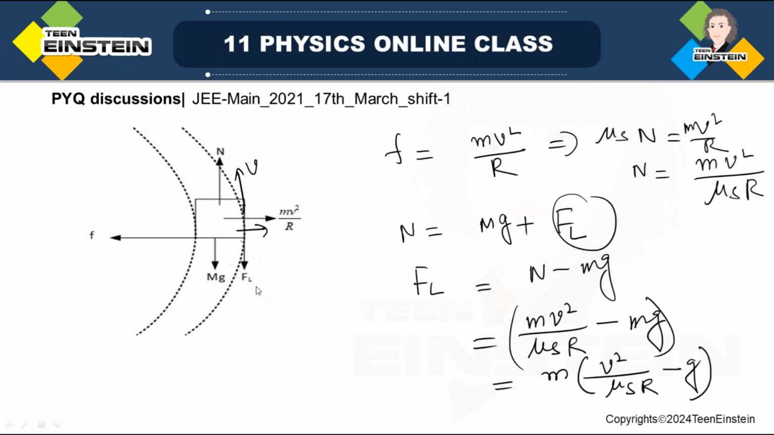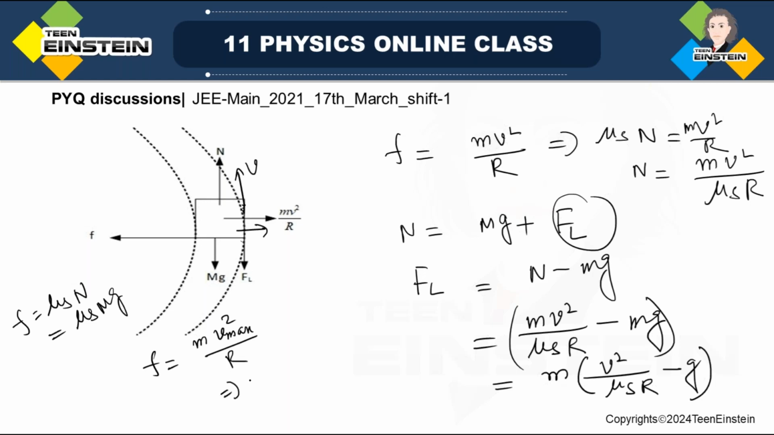So if there was no negative lift, what would have been the case? For the maximum safe speed, I would have written f is equal to m v max square by r. And this f I can write as mu s into N, and N will be equal to mg. So mu s mg I can write for f.